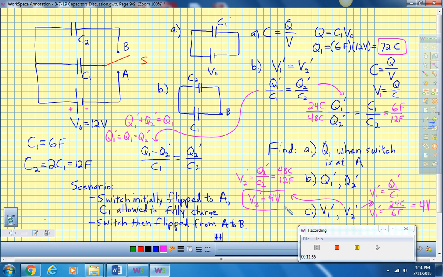A lot of us wanted to jump in and say that these two voltages should be 6 volts and 6 volts, because we said, well, it started at 12 volts. Voltage is conserved, is what we were thinking, so we thought it should end with 6 and 6. That's not the case, through that whole explanation of voltage being about how tightly packed charges are. As you can see, V2 prime is only 4 volts. V1 prime is only 4 volts.